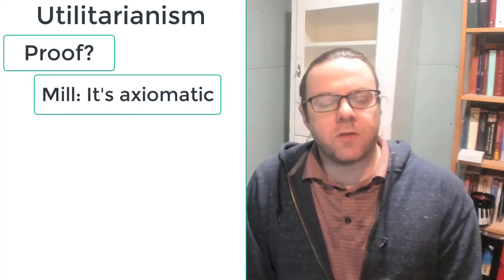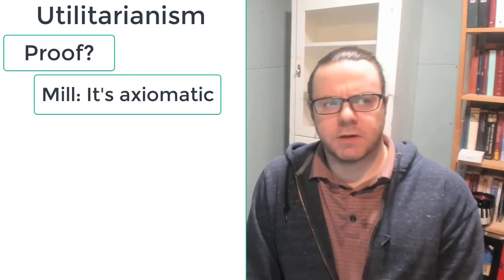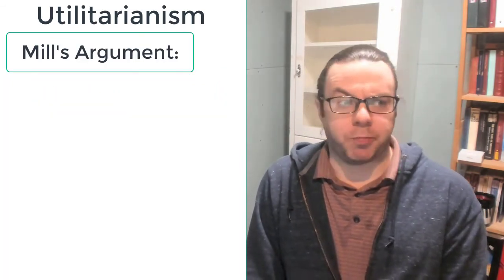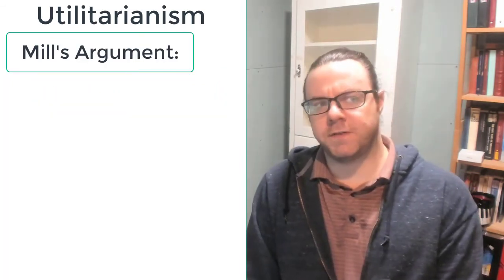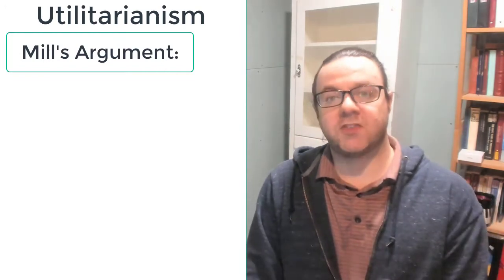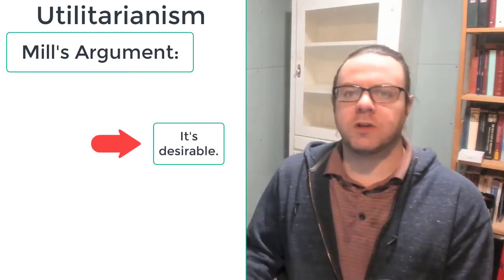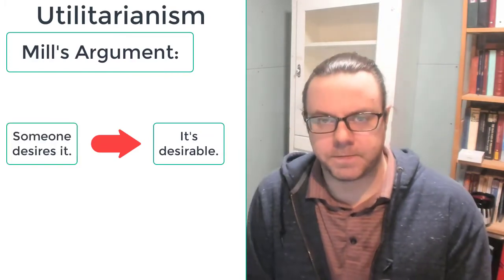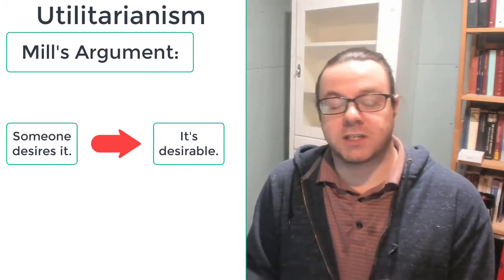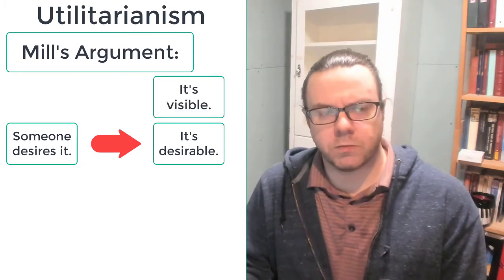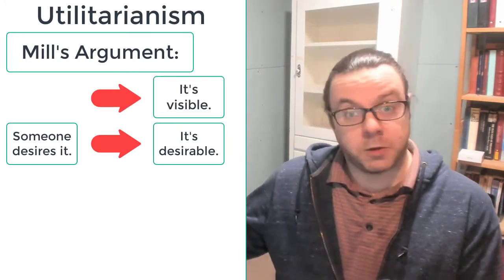Mill does offer something of an argument, even though he says it's not technically speaking a proof. He says if you want to prove something is desirable, then the only thing you can do is show that people desire it. And he makes the analogy, it's like if you want to prove something is visible, all you can say is that people see it.